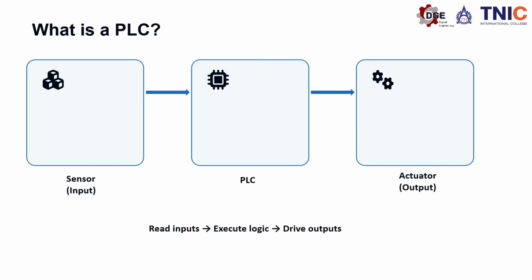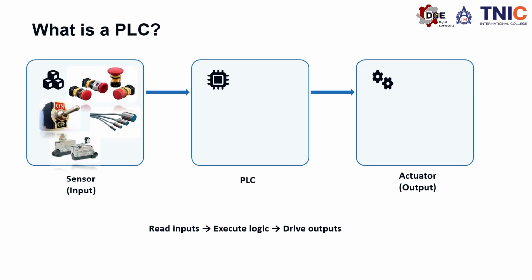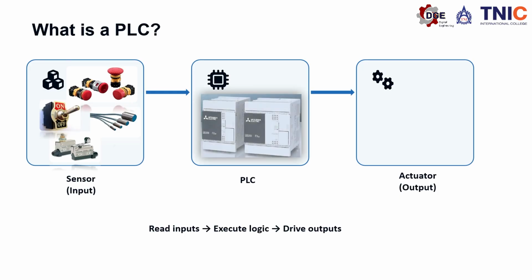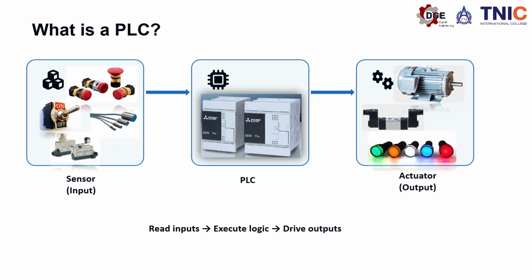What is the PLC? A PLC, or Programmable Logic Controller, is an industrial controller designed for reliable operation in factory environments. It receives the signal from the sensor, that is the input, and the second one is that it executes the logic by the program and drives the output. For example, the motor, the actuator that is a solenoid valve, and the last one that is a light indicator.